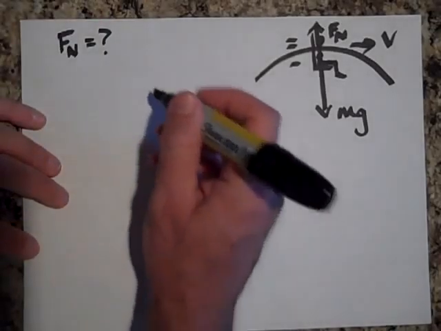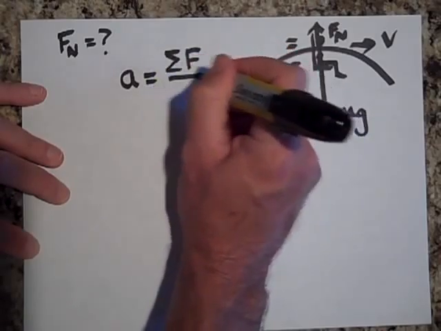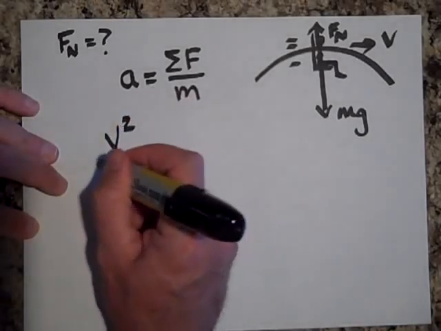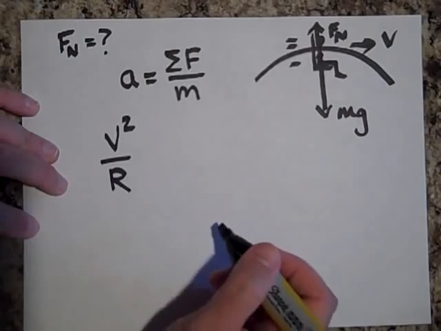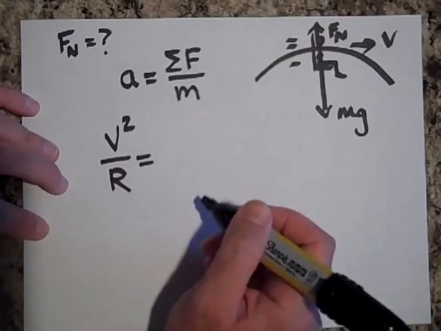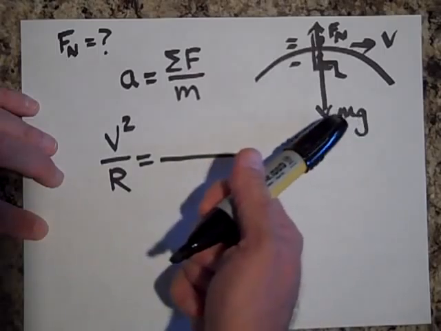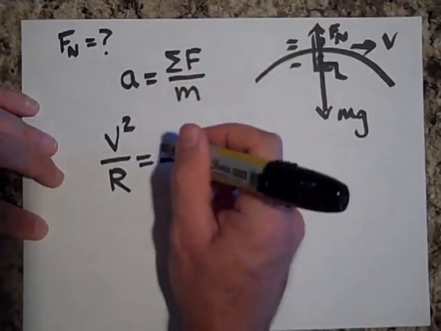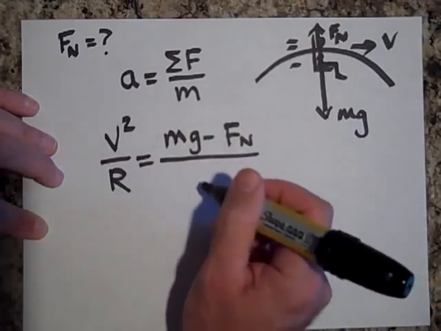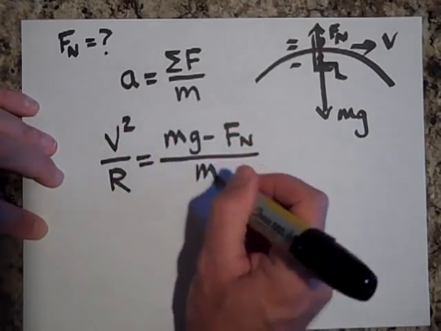Okay, so this is how easy it is. You say a equals F net over m. But I kind of know the a. The a is v squared over r. They would have to tell me the radius of the circle I'm going in. Now, that's equal to the net force over m. And what would you say the net force is? Since this one is winning, it's accelerating downward, it's mg minus the normal force, all over m.